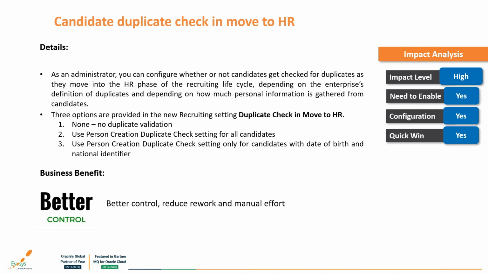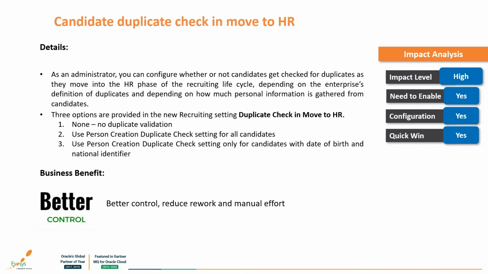Depending upon how much personal information we have collected from the candidate, this new feature is called duplicate check, move to HR. It governs checking external candidates against all the workers and ex-workers to see if there are any potential duplicate candidates or potential duplicate records available in the system.